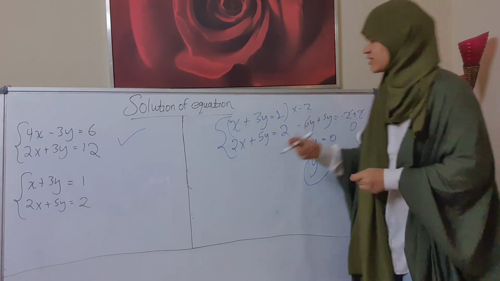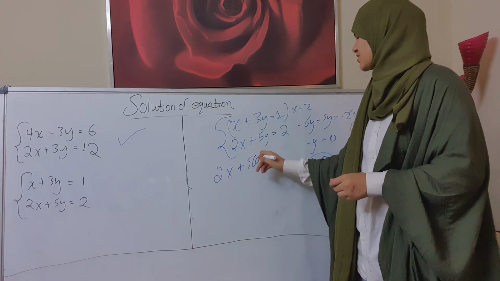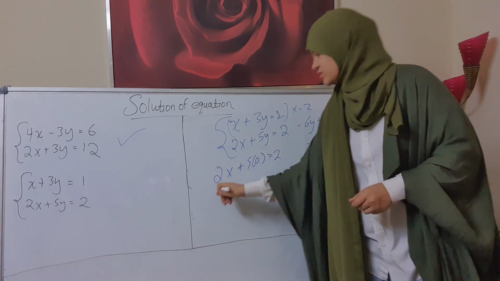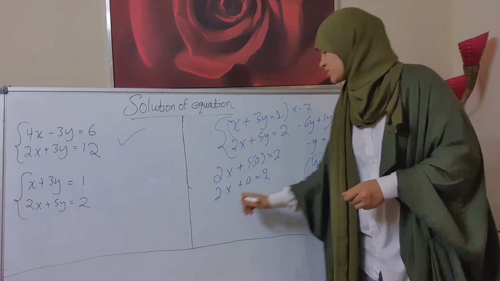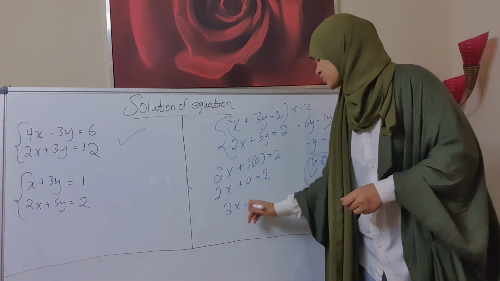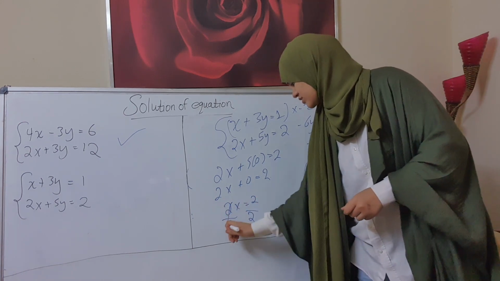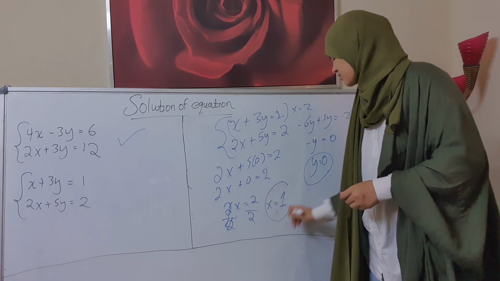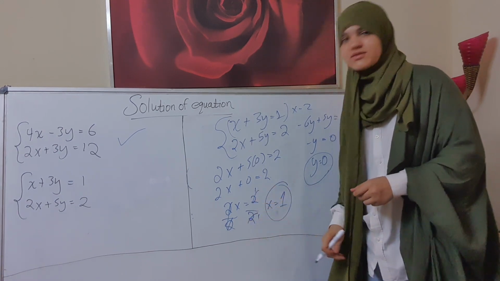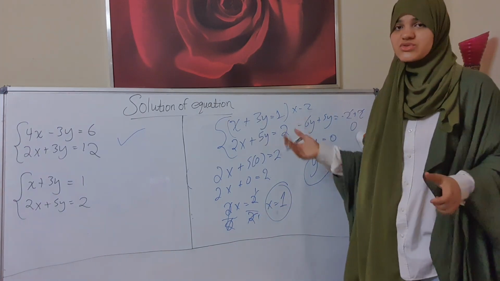What we have here? 2x plus 5 times 0 is equal to 2, right? Then 2x plus 0 is equal to 2. 2x is equal to 2. Here we divide by 2 over 2. Then at the end x is equal to 1. Here by 1 and here by 1. So at the end x is equal to 1 and y is equal to 0.